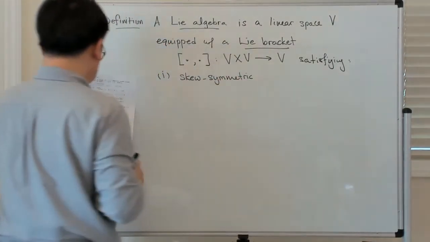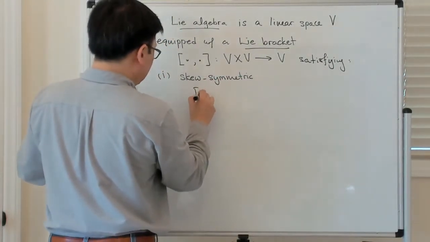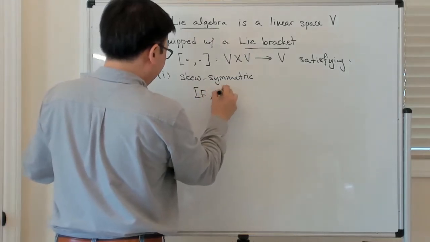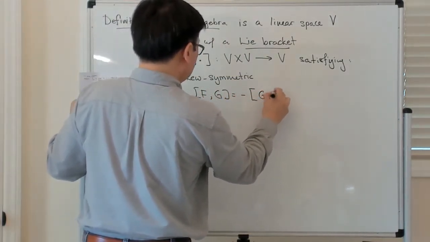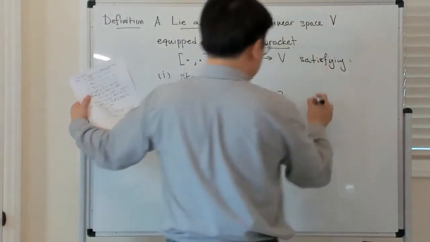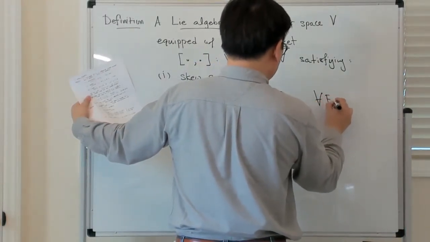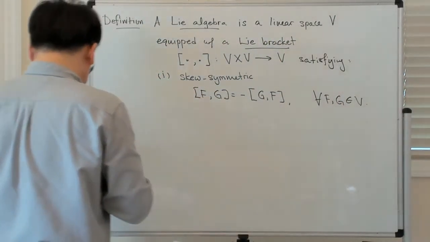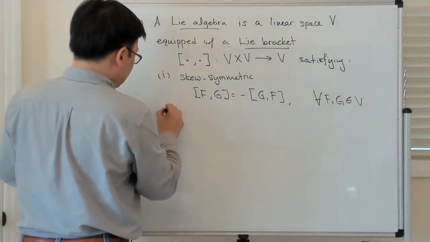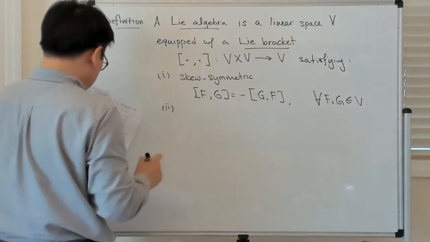What skew symmetry basically just means is that if you take the bracket of f and g, it's equal to negative the bracket of g and f. And this has to be true for, of course, all f and g in the vector space V. The second one is bilinearity.